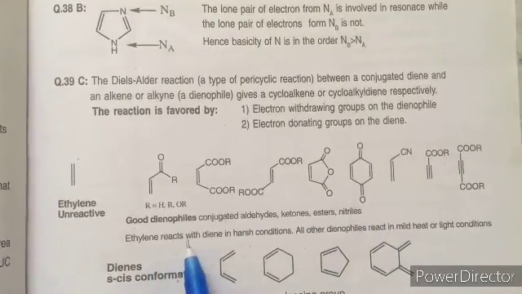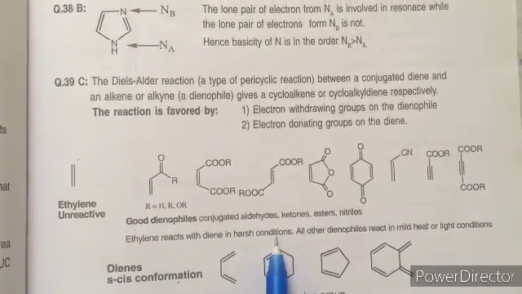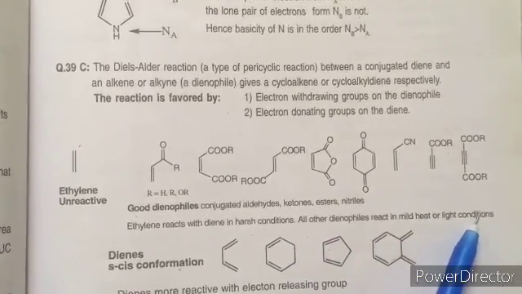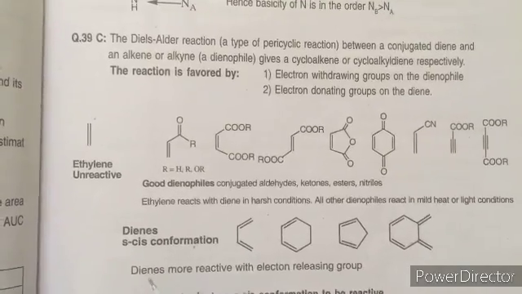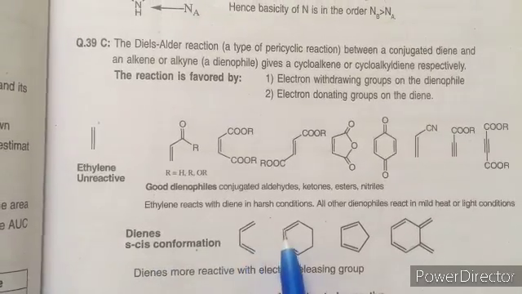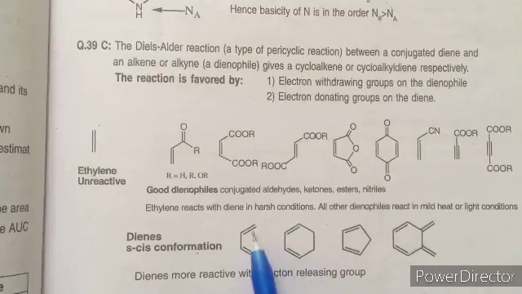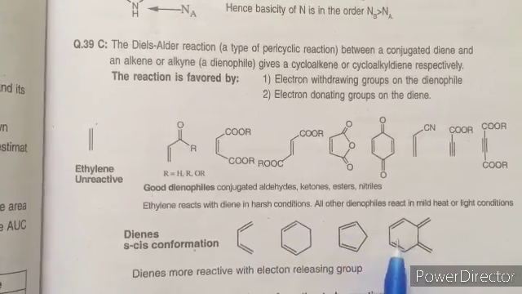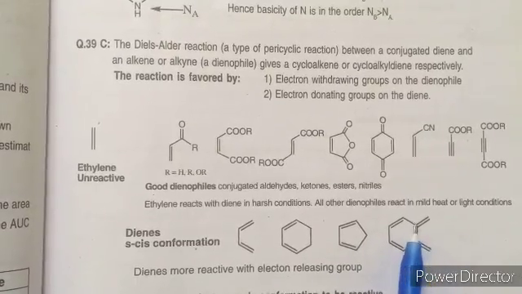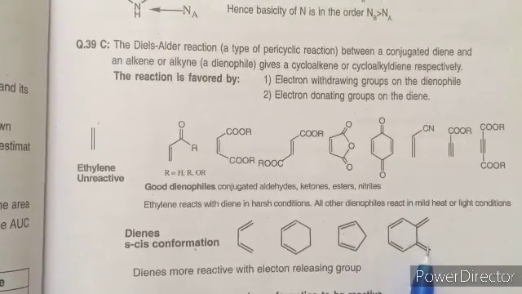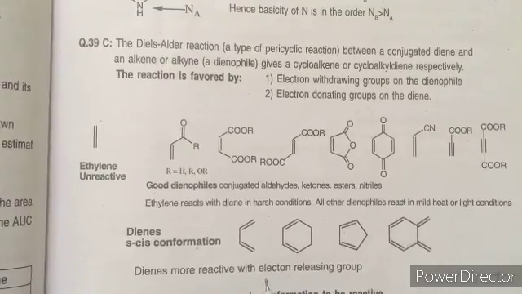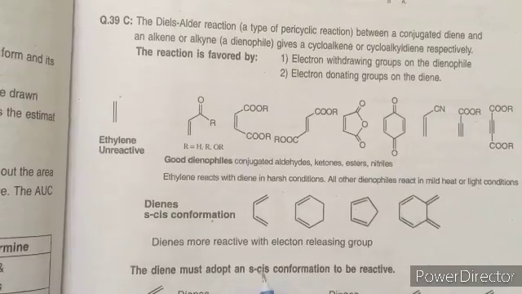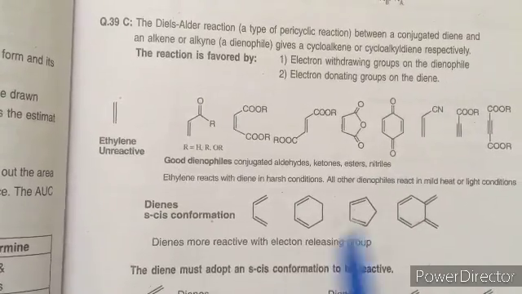Now ethylene reacts with diene in harsh conditions, and all the others react with mild heat or light conditions. Now this is dienes S-cis conformation. You can see here this is a double bond at this position, or if it is a 5-membered ring. So this is all diene S-cis conformation. Dienes react more with the electron releasing group. Now the diene must adopt an S-cis conformation to be reactive.